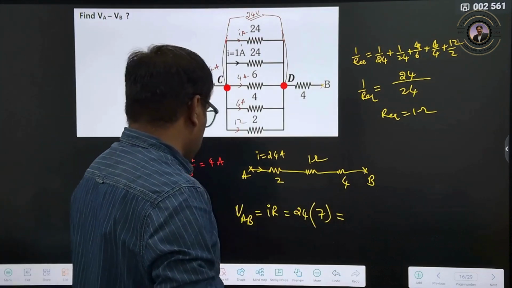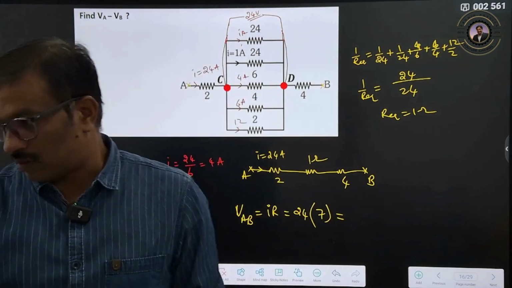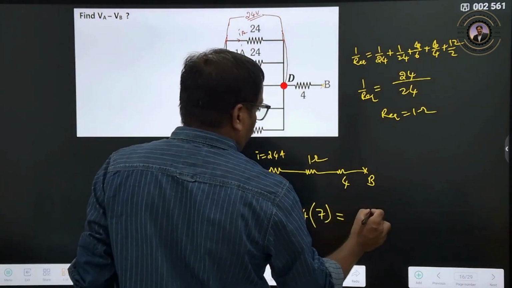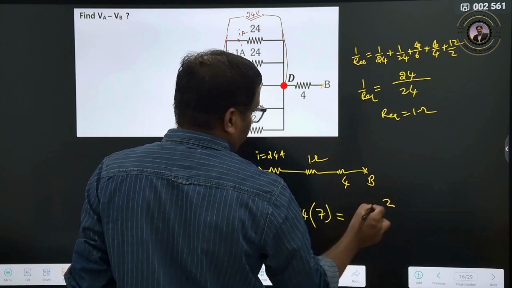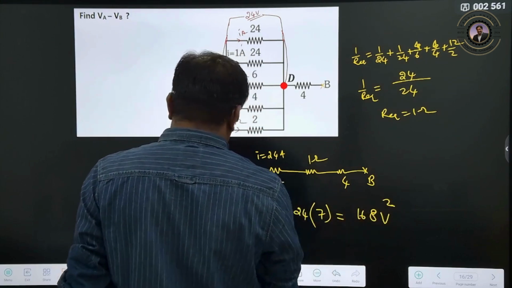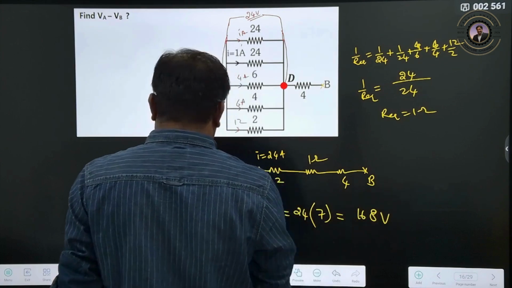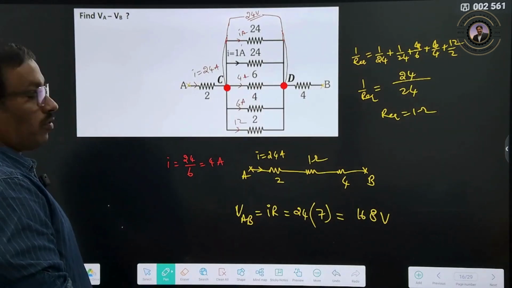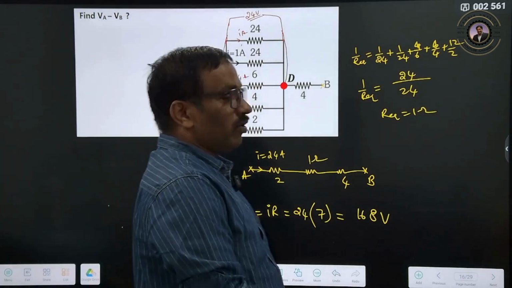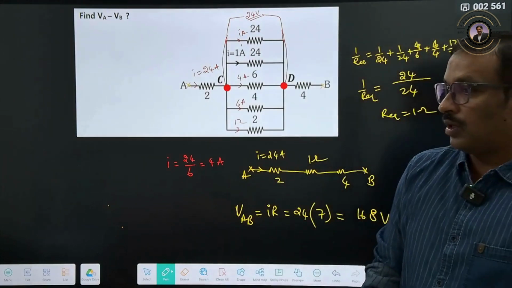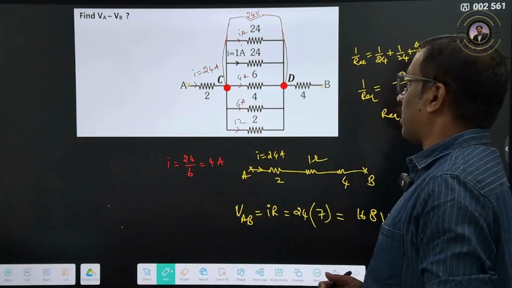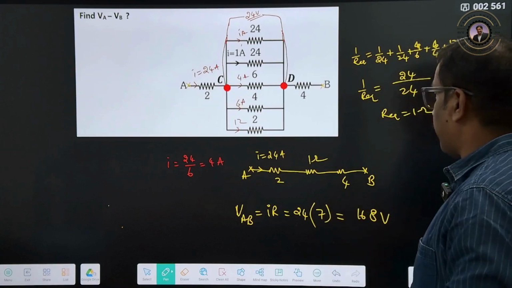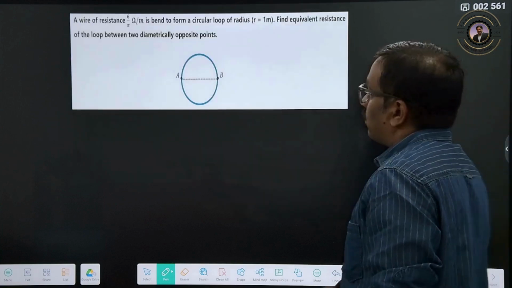Clear? So what will be the 14, 14, 28 to 14, 15, 16... 16 volts. 168 volts. Clear? So 168 volts, no? In this way you can solve it. Therefore you try like this, so that you can get the full clarity in this type of questions. Clear? Now we will go for one more question.